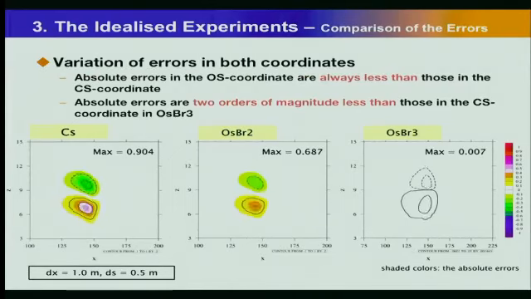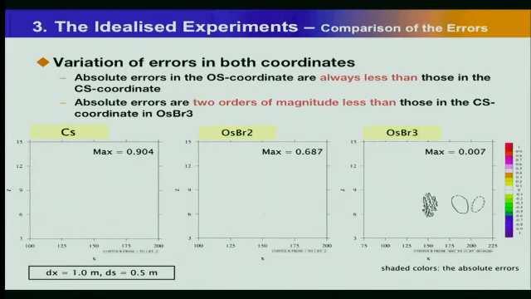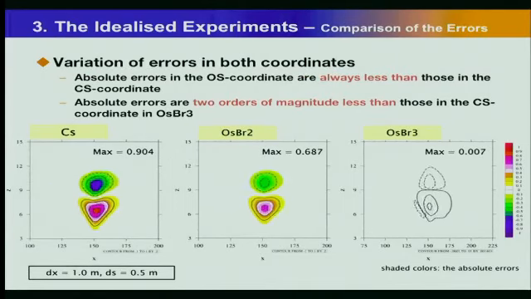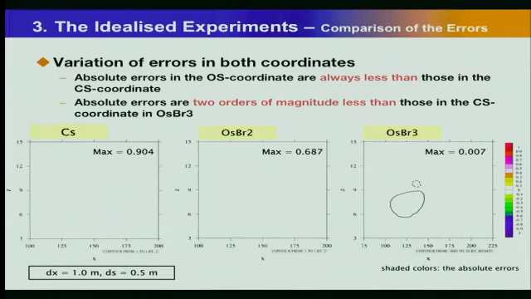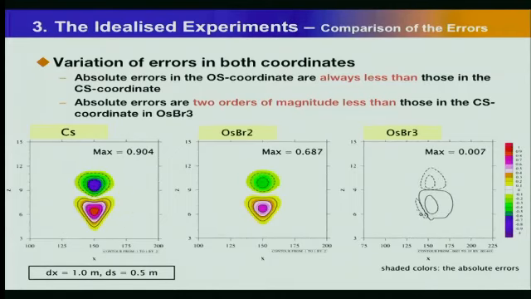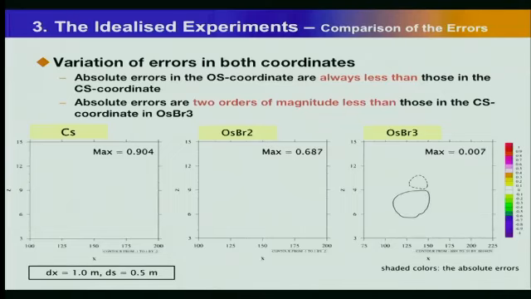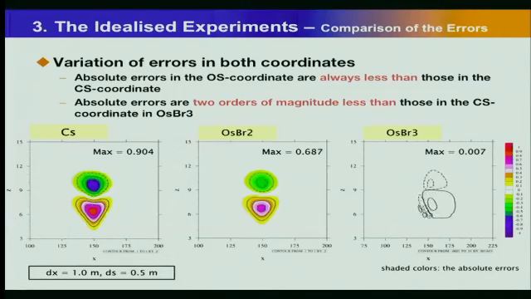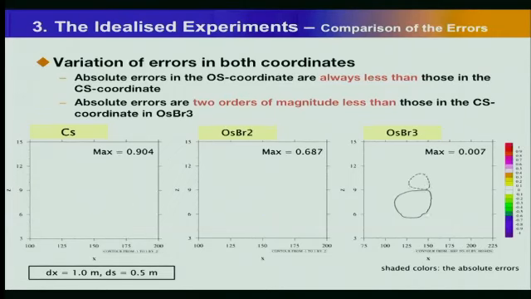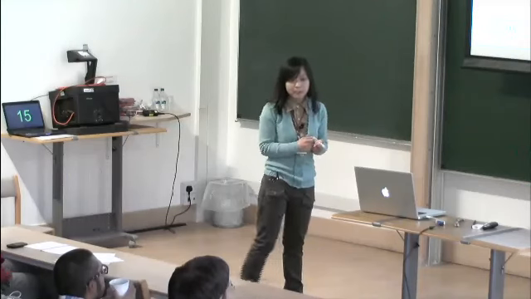And then we compare the advection errors in the whole advection process. Here's the variation of this. We can see that in the whole advection, the advection errors of the orthogonal sigma coordinate are always less than those in the classic sigma coordinate. Again, when we use the exponent rotation parameters, the errors are 2 orders of magnitude less than those in the classic sigma coordinate. So here comes a question: what has improved the performance?